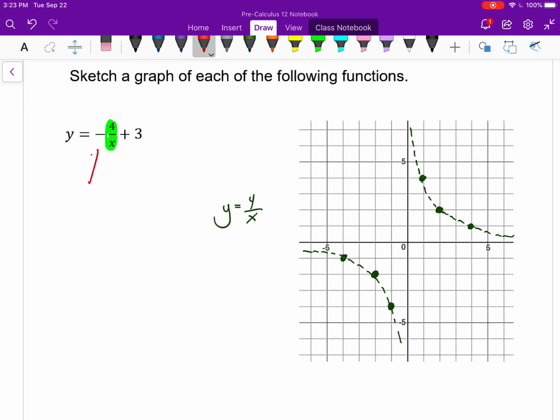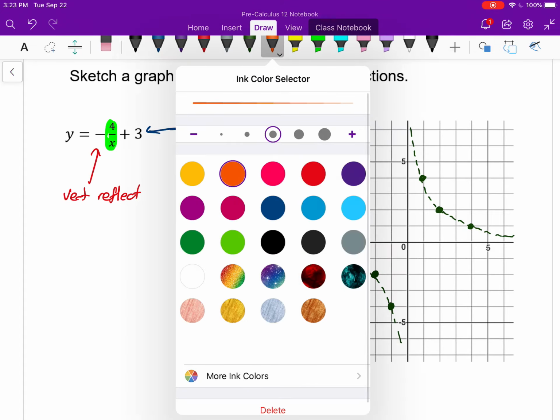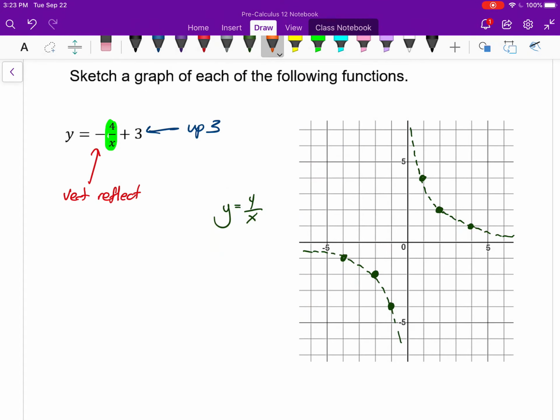Well, 4 over x is being multiplied by -1, or a negative in the front. That is a vertical reflection. So in a moment, I'm going to take this and reflect it vertically. I also see right here, the whole thing is having 3 added to it, so that's up 3. And so I want to move this up 3. So at this point, I want to apply those transformations to what I sketched. The first thing I would recommend, now that I know I'm going to take this shape and reflect it and move it up 3, is drawing my asymptotes first, because my asymptotes give me a bit of structure.